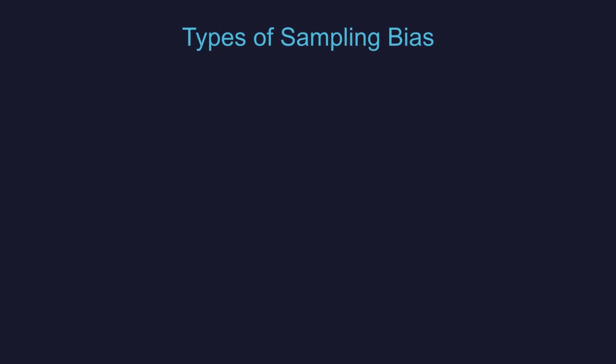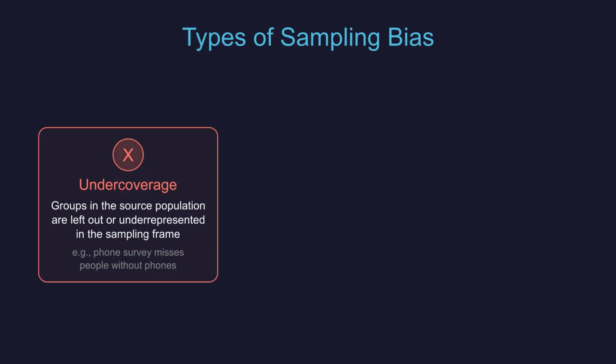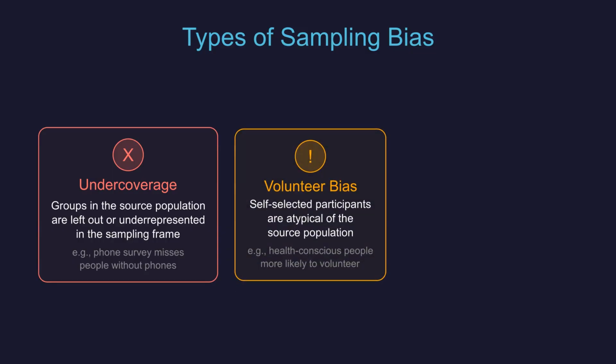There are three main types of sampling bias to watch for. First is undercoverage, where certain groups in the population are left out or underrepresented in the list used to select the sample. For example, a phone survey would miss people without phones. Second is volunteer bias, where self-selected participants tend to be atypical of the general population. Health-conscious people, for instance, are more likely to volunteer for health studies.